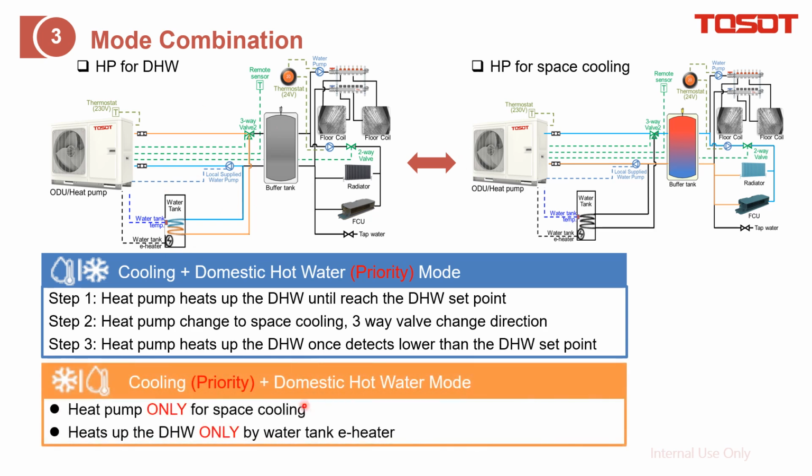When you make the priority on the cooling, just like this, then the Versatility only focuses on space cooling, which means only focuses on this part. As for the domestic hot water, it is only heated up by the heater inside the water tank.